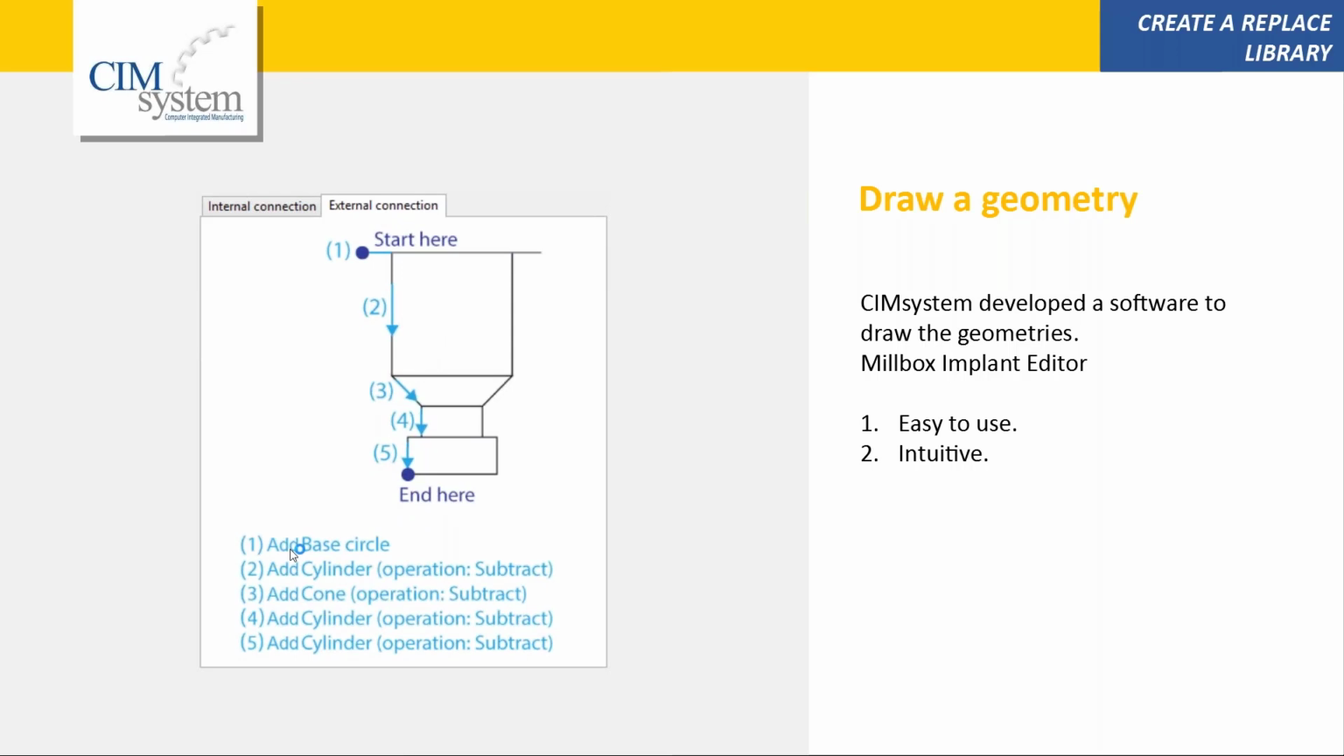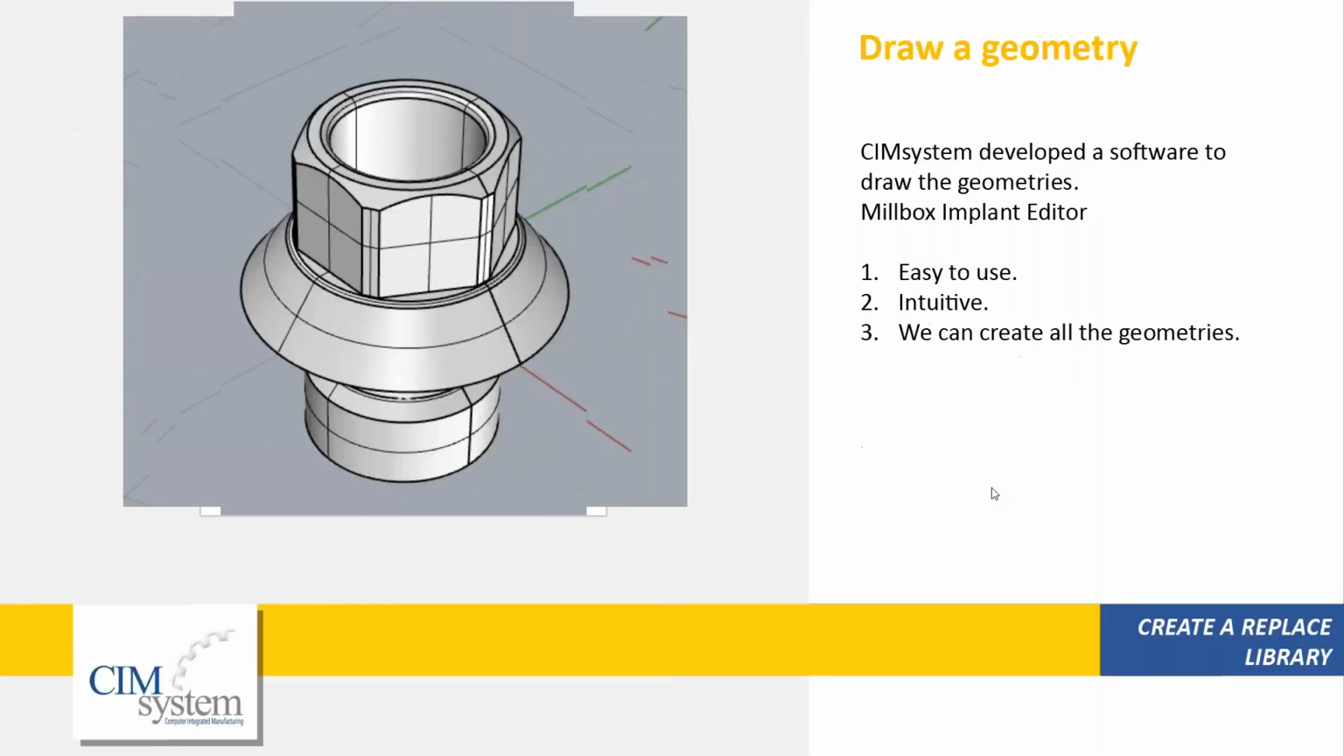For example, here, this is just a Windows example for external connection. So you start from point 1 and go through points 2, 3, 4, and 5, simply adding basic shapes. In this manner, you can realize your own geometry for implant design.